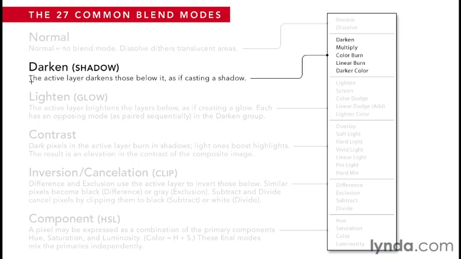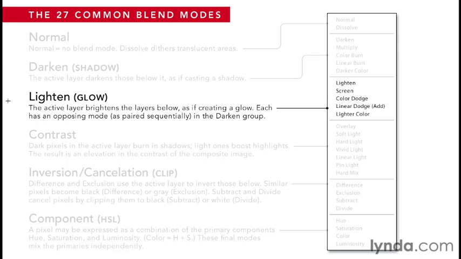Next, we have the darken modes. And when you choose a darken mode, you use the active layer to darken the layers below it, as if that layer is casting a shadow. Now, I'll be devoting an entire chapter to this group of modes. But in the meantime, it's often useful to think of these modes as burning colors in. Just as when you burn a piece of toast, for example, you end up darkening it.